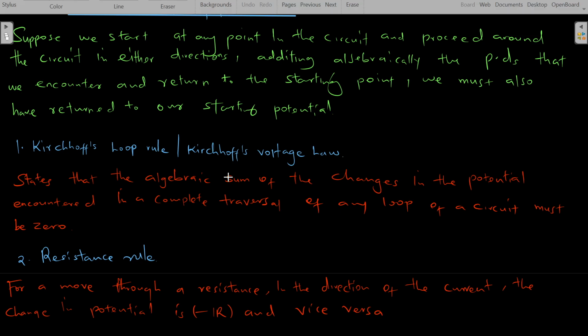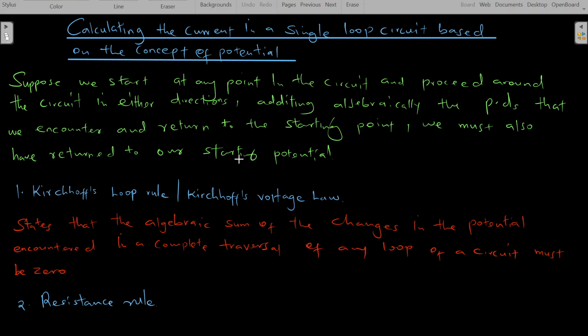So we have Kirchhoff's rule. Our first step: suppose we start at any point. We'll be calculating the current in a single loop circuit based on the concept of potential. We can calculate the current in a single loop circuit based on the concept of energy conservation.